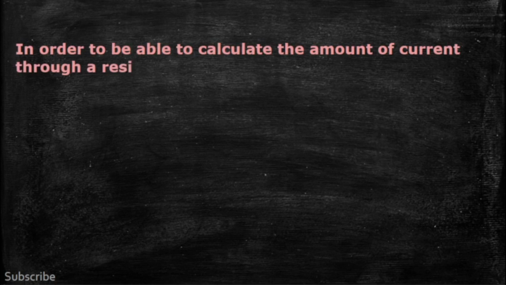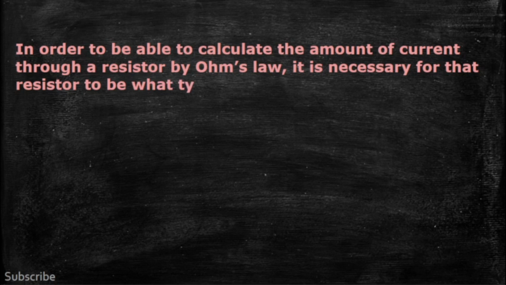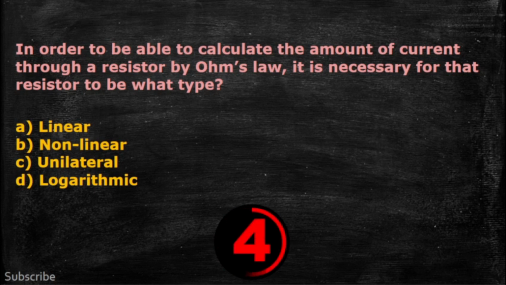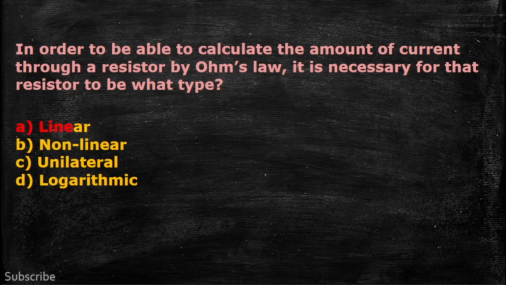Question number 42. In order to be able to calculate the amount of current through a resistor by Ohm's law, it is necessary for that resistor to be what type? A. Linear. B. Non-linear. C. Unilateral. D. Logarithmic. The correct answer is letter A. Linear.